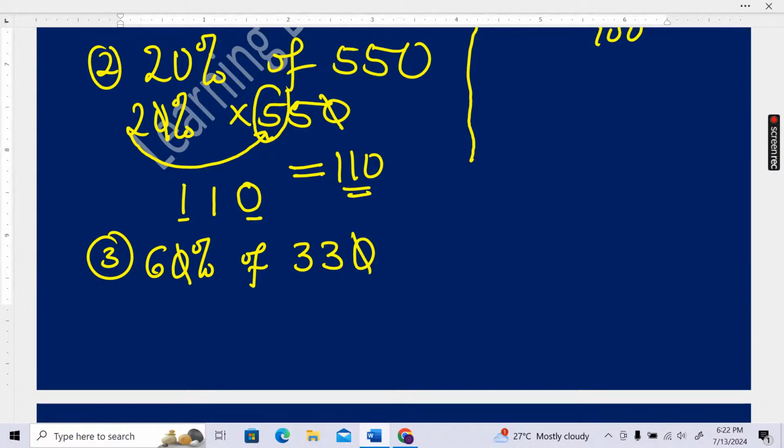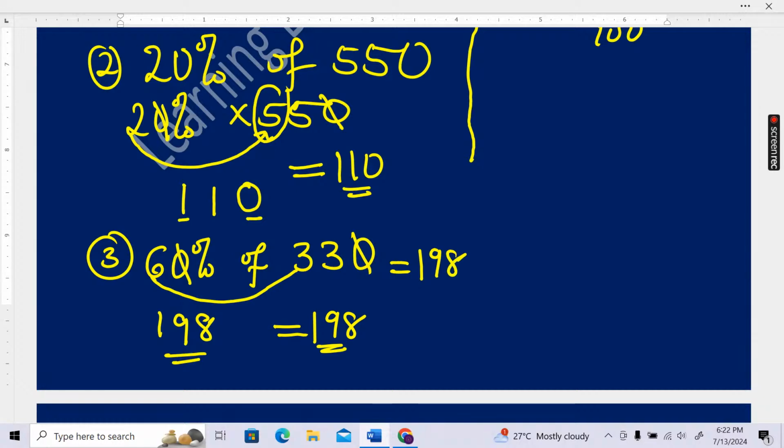Kill the zeros. Then multiply 6 by 3. 6 times 3 is 18. Write 1, write 8 with a space in between. Add 1 and 8 together, you have 9. Write 9 in between, and the answer is 198. So the answer is 198. 60% of 330 is equal to 198.